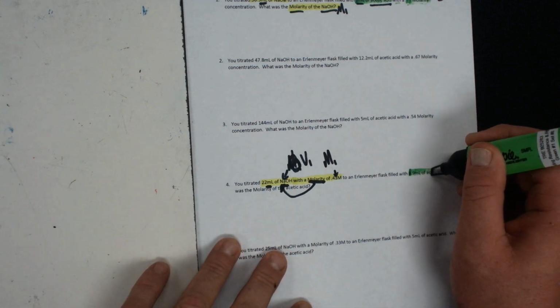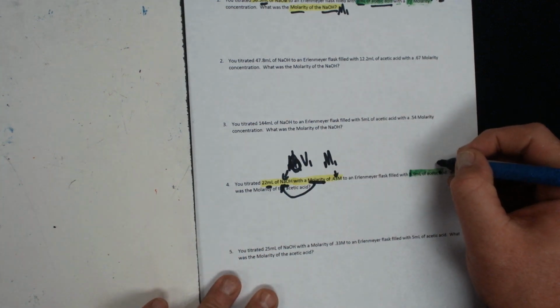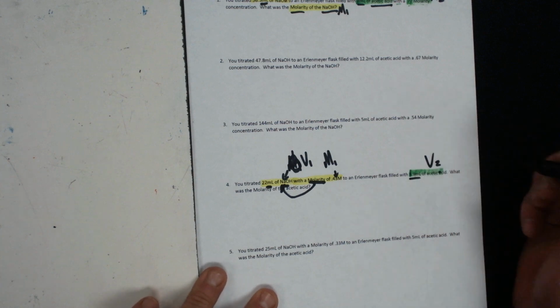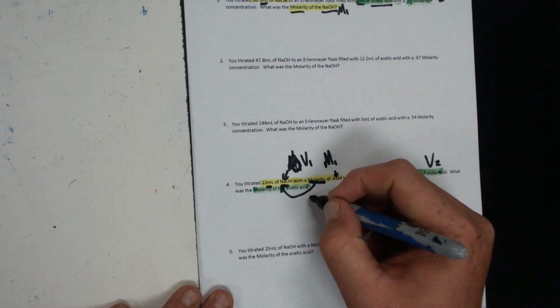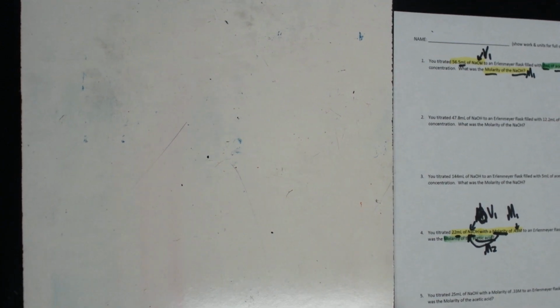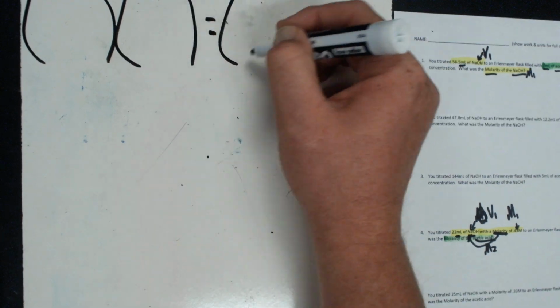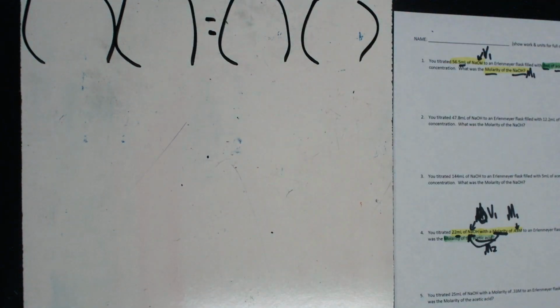We'll keep reading. The Erlenmeyer flask is filled with 9 milliliters of acetic acid. Acetic acid is not NaOH, so we're going to say this is solution 2. Milliliters is a volume. And then it says, what is the molarity of acetic acid? And we know acetic acid, like we just said, is solution 2, so acetic acid is our M2. Okay, so we're going to hop in over here. We're going to plug it in just like we did a while ago. We got 4 spots. 1, 2, 3, 4.